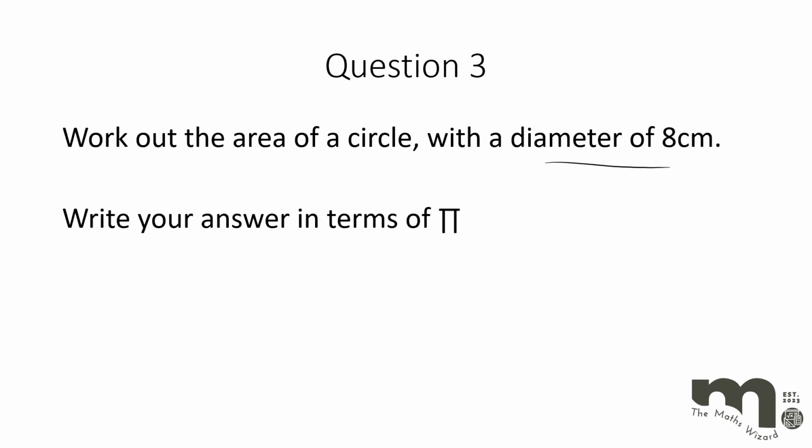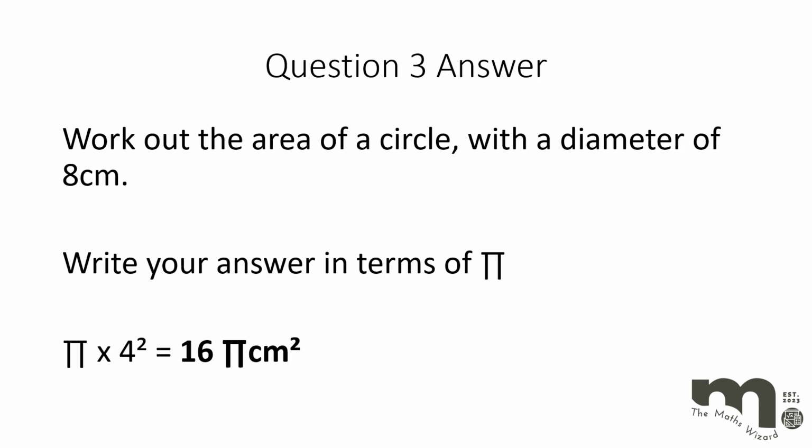Okay, so the process is still the same. This time, remember, we have got the diameter though, but if we half the diameter, you will get your radius, which is 4 centimeters there. Then all you've got to do is pi times 4 squared. And that will give you 16 pi centimeters squared.